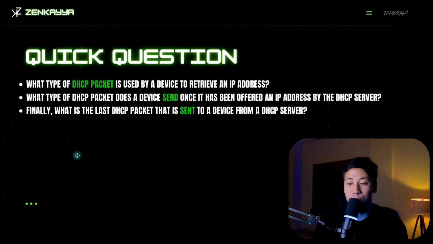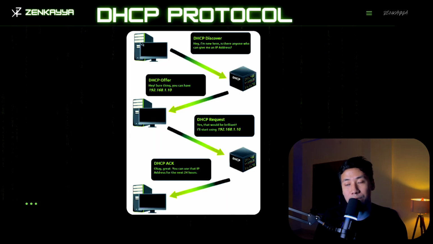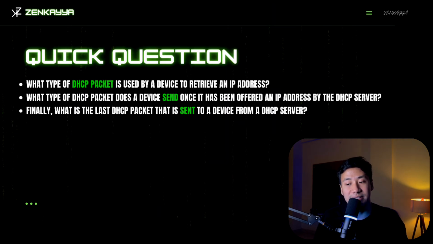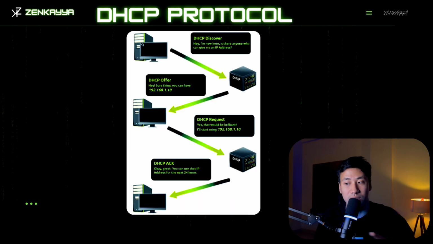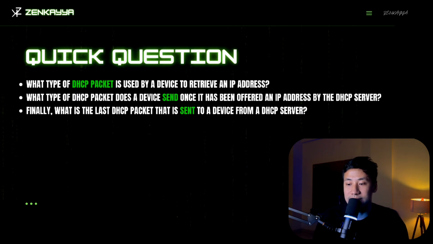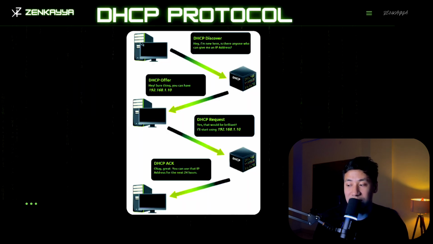Let's have a quick question. What type of DHCP packet is used by a device to retrieve an IP address? What type of packet? It is DHCP discover, the first one. Alright, next, what type of DHCP packet does a device send once it has been offered an IP address by a DHCP server?